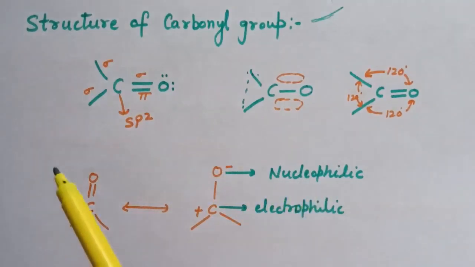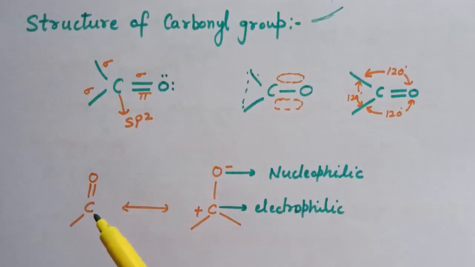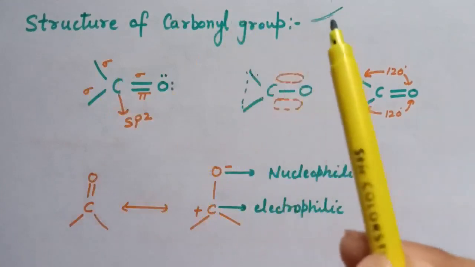Next is, carbonyl compounds have dipole moments and are more polar than ethers. The high polarity of the carbonyl group is explained on the basis of these two structures. Due to difference in the electronegativity of carbon and oxygen, this bond is highly polar. So this is all about structure of carbonyl group.